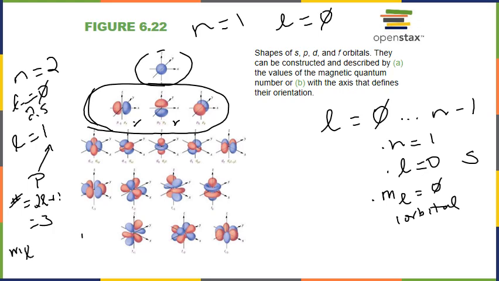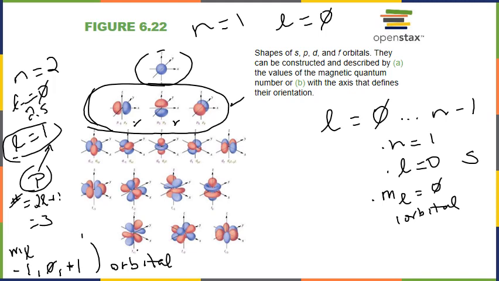M sub L goes from minus L, which is minus 1, add 1 to it, and get 0. Add 1 to it again, and you're going to get plus 1. And these are the values for the m sub L, which tells us which direction in space our orbitals that this electron can exist in. So what do we know? We know that when we have a p, we have 3 possible orbitals.